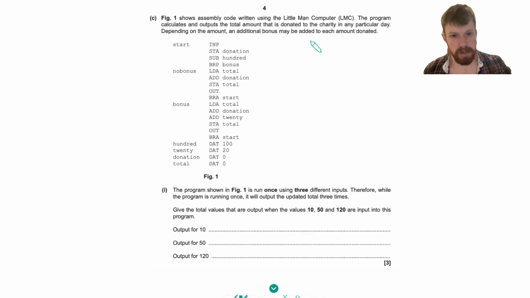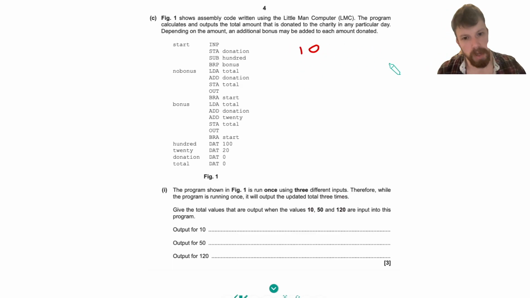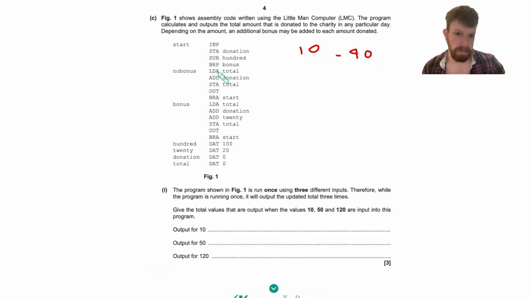For the first thing, we're going to store in donation 10. So if we just write a 10 to remember what's going on, we're going to subtract 100 away from that, which obviously gives us minus 90. Now the instruction here is going to be BRP bonus. So that says branch if positive.